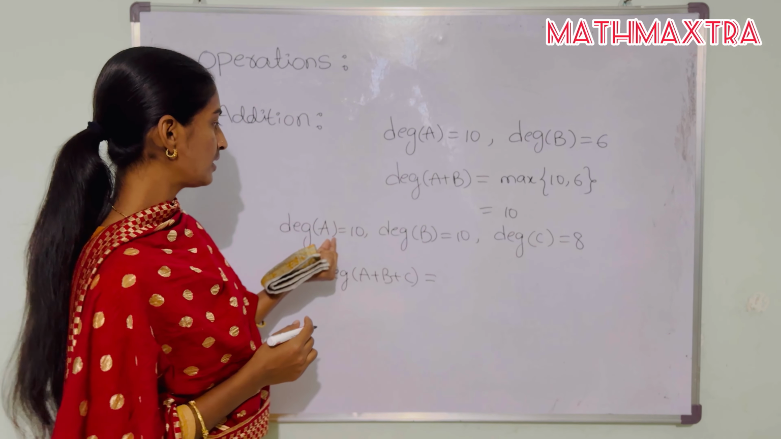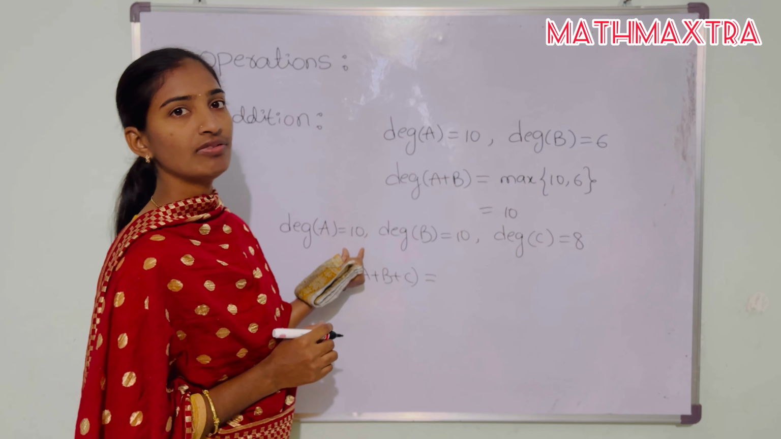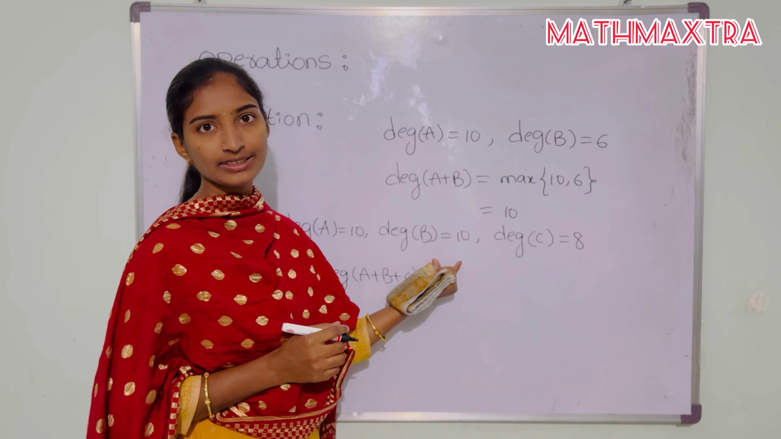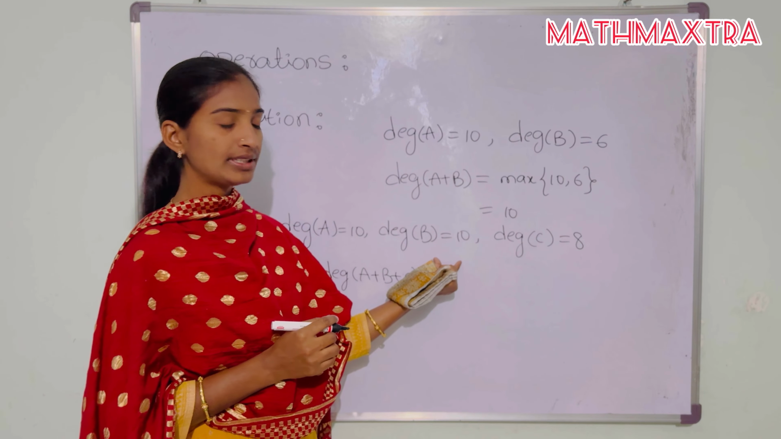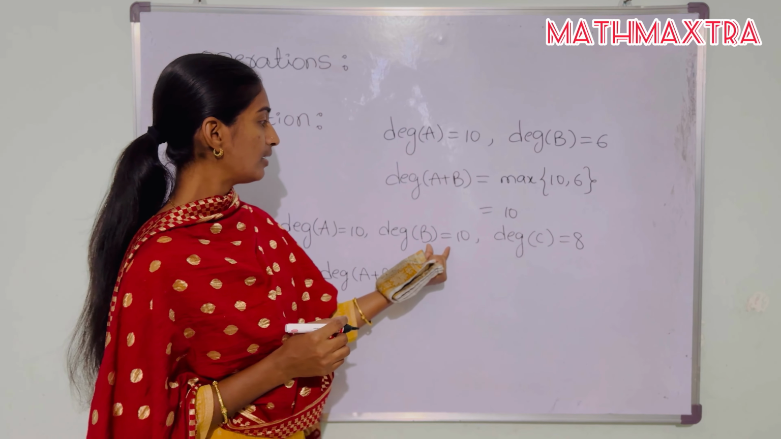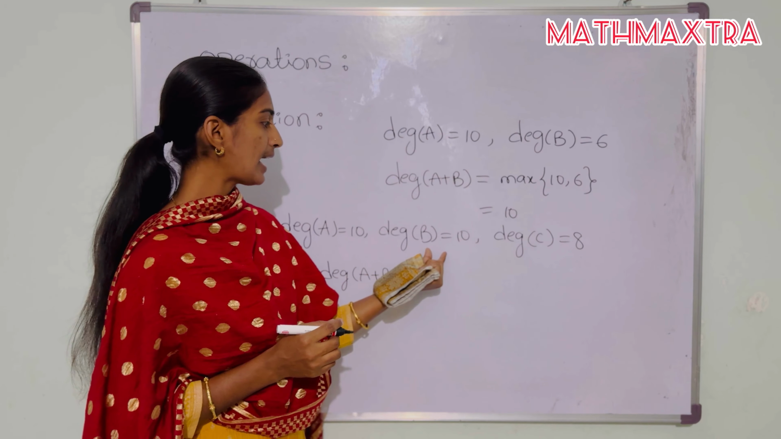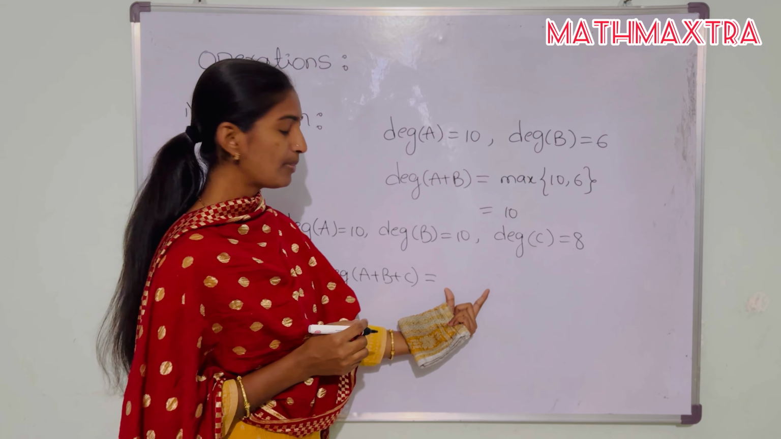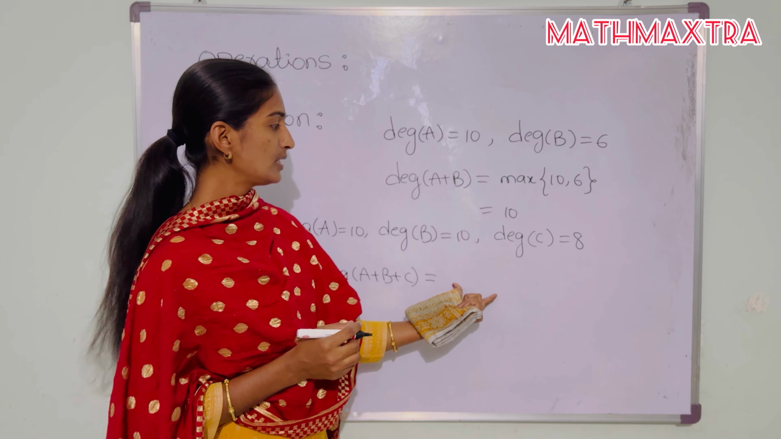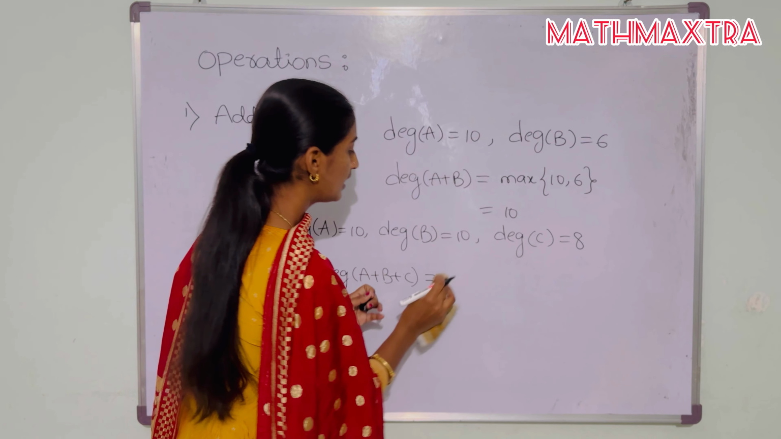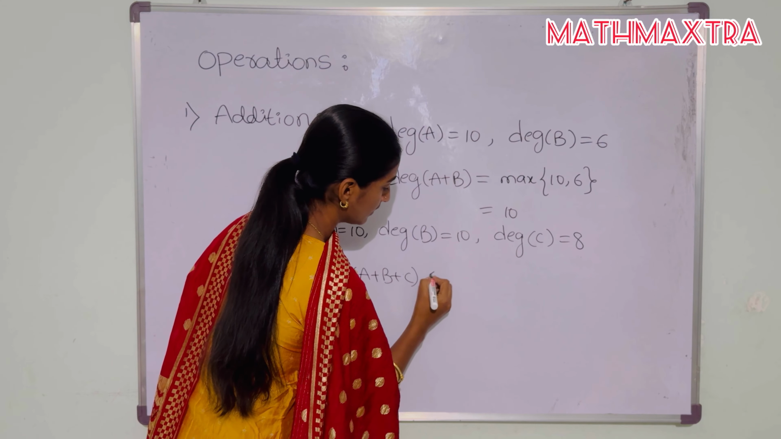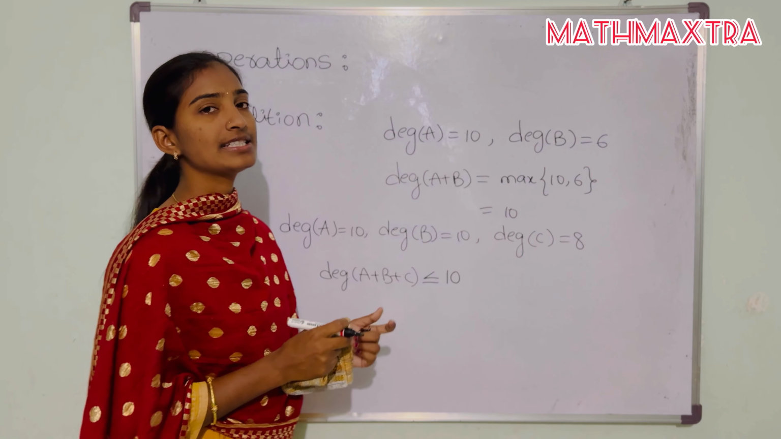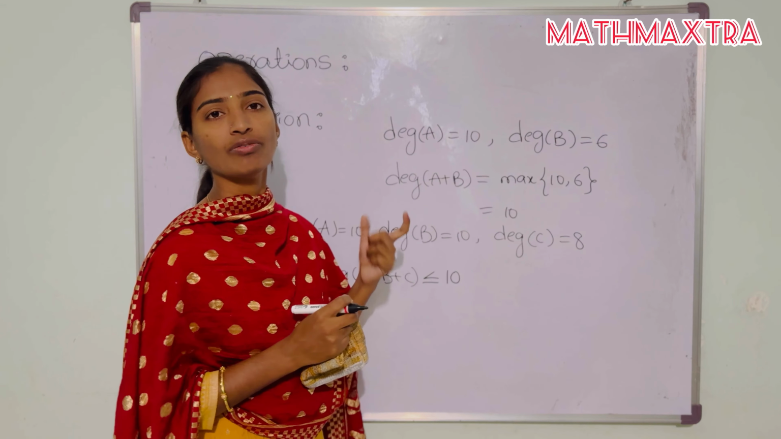So what happens? There is a chance of getting cancellation of 10 degree terms, isn't it? So we have to think like that. So what is the degree of a plus b plus c? It is simply less than or equal to 10, which is always less than or equal to 10. We cannot exactly say what the degree of that is.